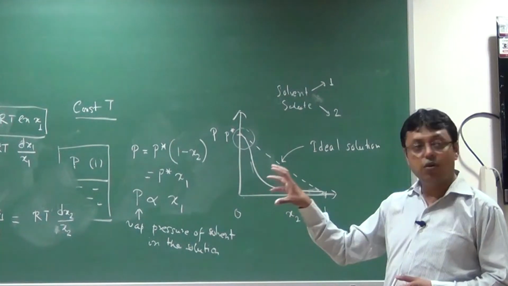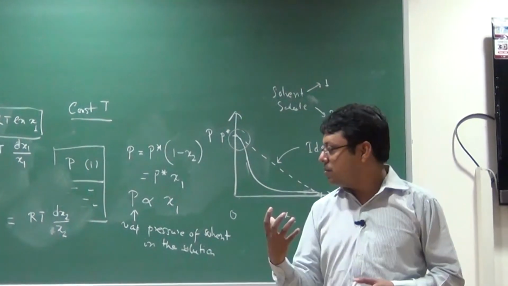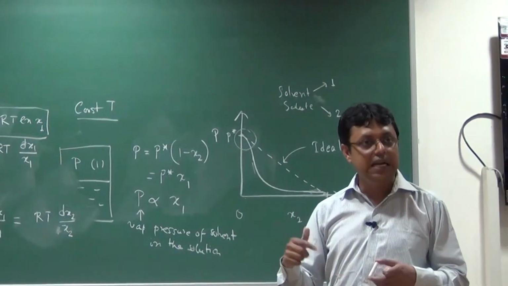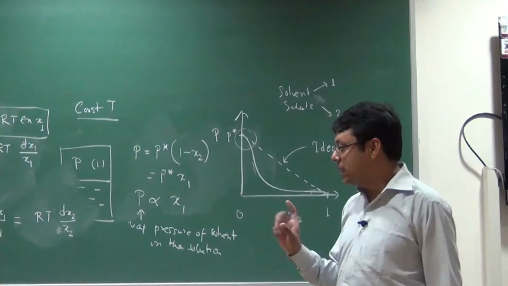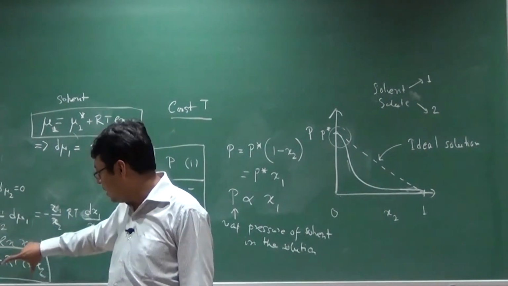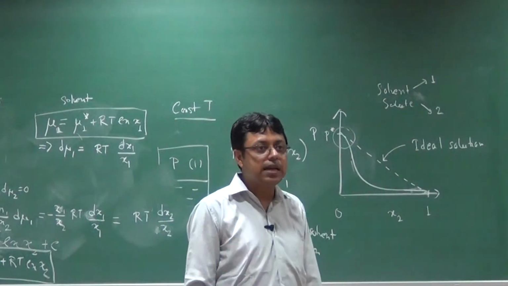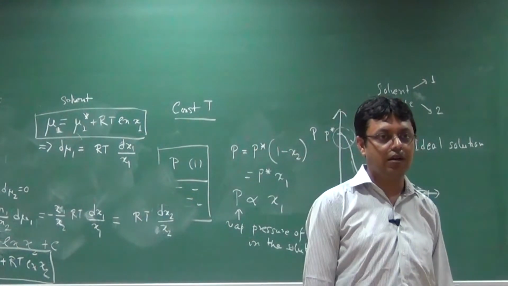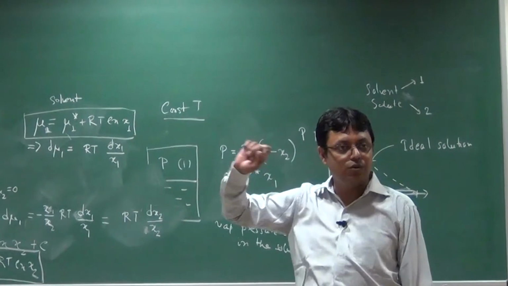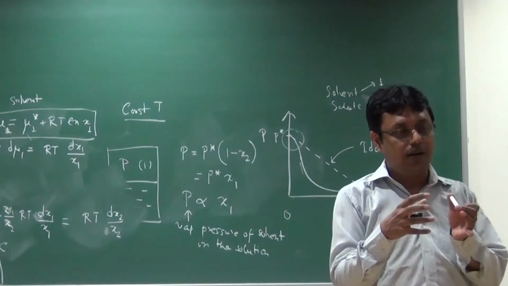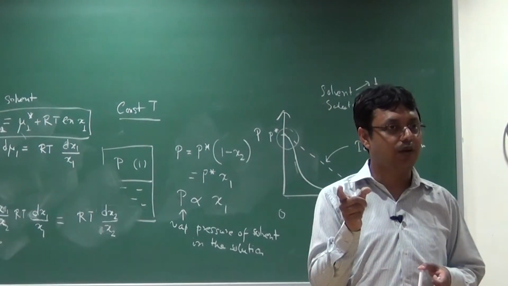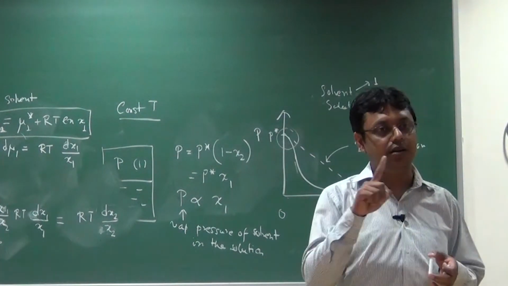However, it also behaves in such a way that the chemical potential of the solute in the solution is less than the chemical potential of the pure solute by an amount which is RT ln x2. Why is it less? Because x2 is a fraction, and ln x2 will always be a negative number. Similarly, this is also less. So to summarize, we were interested in the chemical potential of a substance in a solution. What is it for the solvent and what is it for the solute?